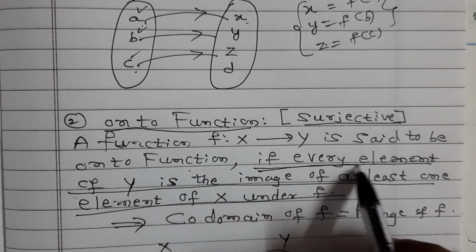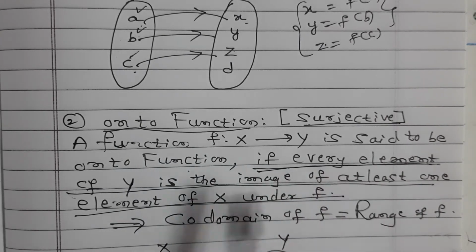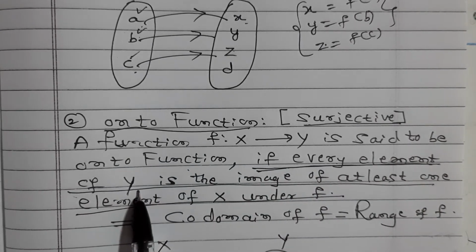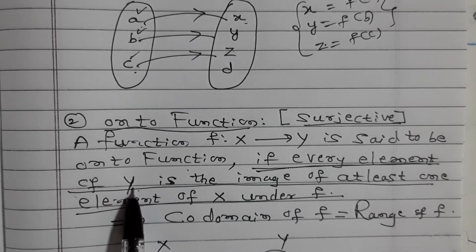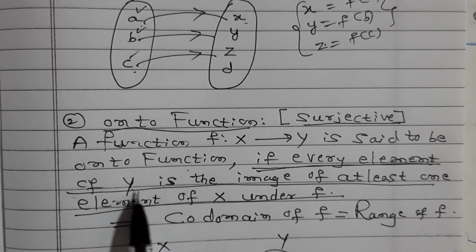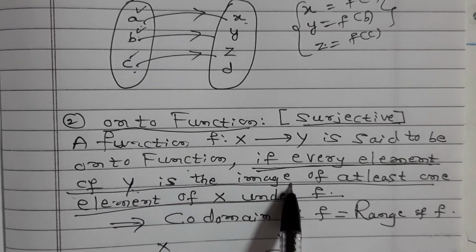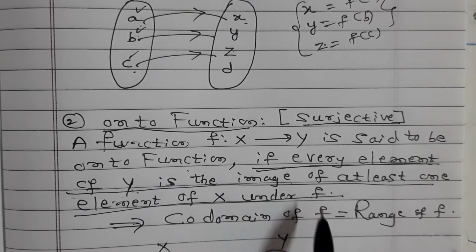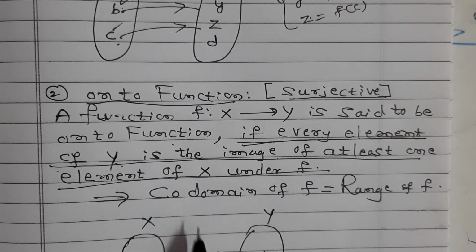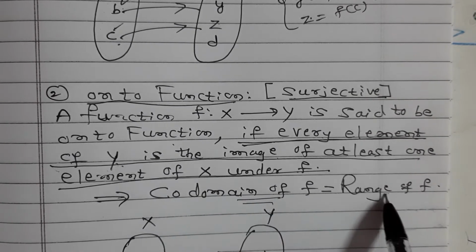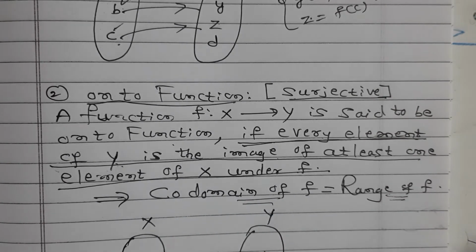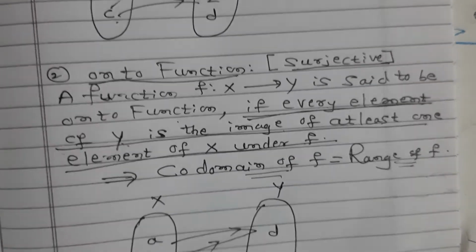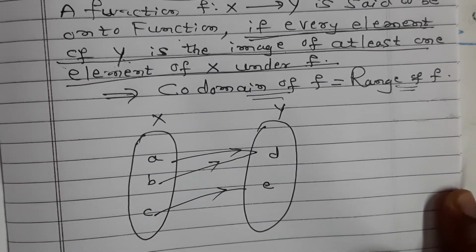See, this is very, very important here. If every element of Y, if every element of the second set, is the image of at least one element of X under the function f, it is as good as saying that the codomain of the function should be equal to the range of the function. So how can we understand this? So let us take this here.